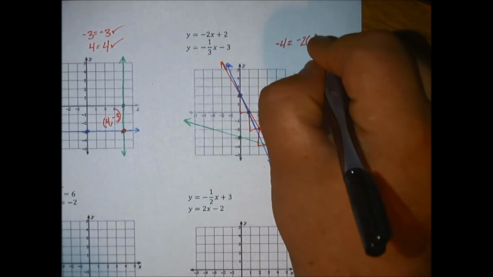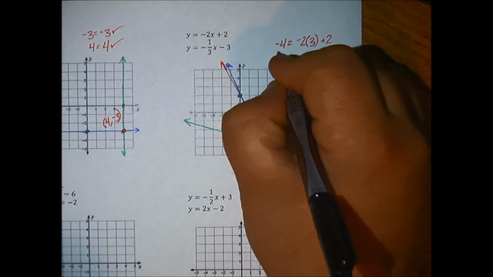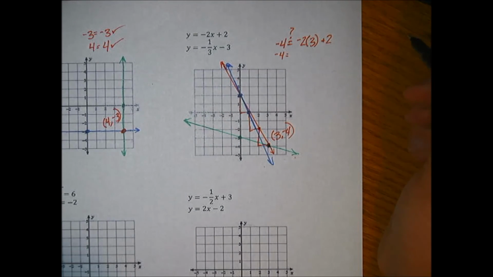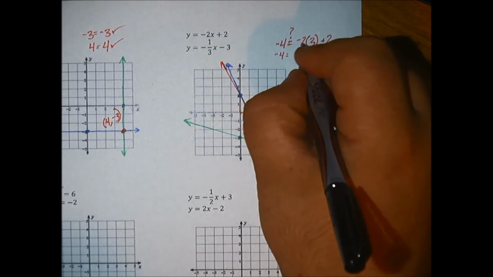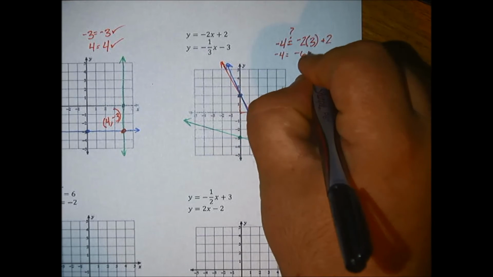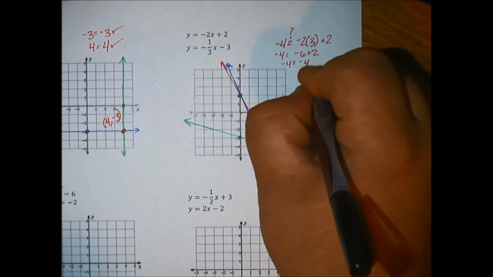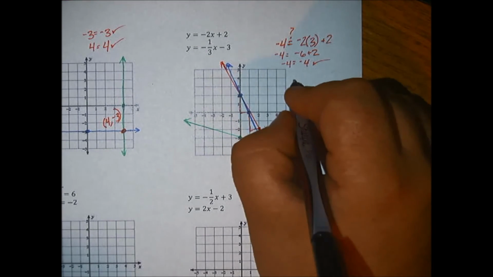-2 times 3 plus 2. So does -4 equal, and remember this is a question, does -4 equal -6 plus 2? And yeah, -4 equals -4. So we're good to go there.